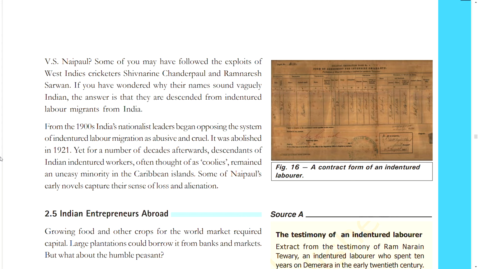From the 1900s, India's nationalist leaders began opposing the system of indentured labor migration as abusive and cruel. It was abolished in 1921. Yet for a number of decades afterwards, descendants of Indian indentured workers, often thought of as coolies, remained an uneasy minority in the Caribbean islands. Some of Naipaul's early novels captured their sense of loss and alienation. Figure: A contract form of an indentured laborer.